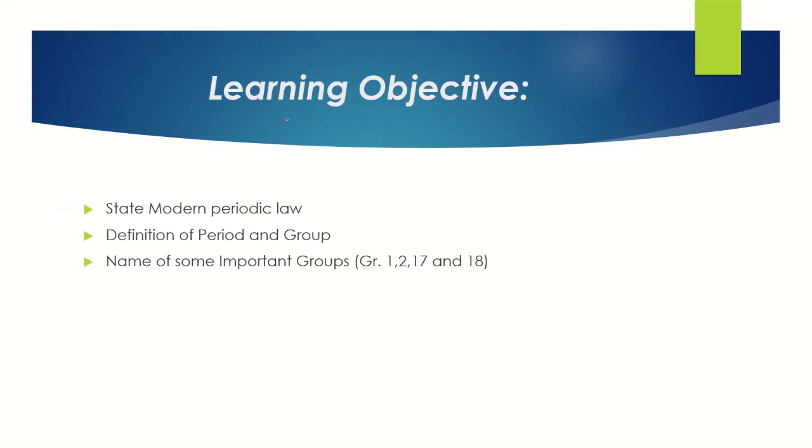Now to recapitulate the lessons that we have learned from today's topic, the periodic table. We now know what the modern periodic law is, and we also know how many periods and groups there are, and we also know the names of groups 1, 2, 17 and 18. So with this, we're done with lesson 1.